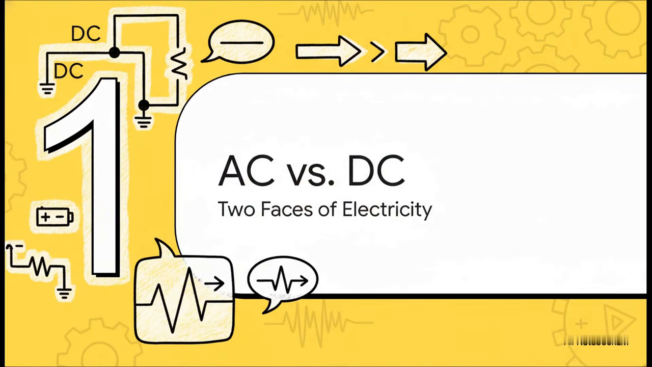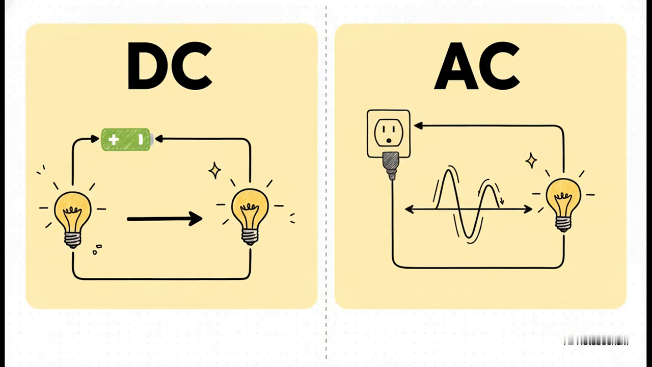Okay, so before we can even get to the radio tuning part, we've got to get the basics down. There are two fundamental types of electricity, two different ways it gets delivered. You can kind of think of them as two different languages, and circuits have to be designed to understand one or the other. So, on one hand, you've got direct current, or DC. This one's easy. It's like a one-way street. The electricity flows steady in just one direction, just like the power coming out of a battery.